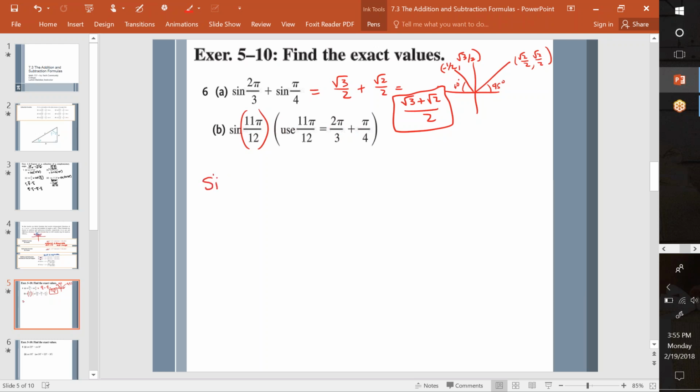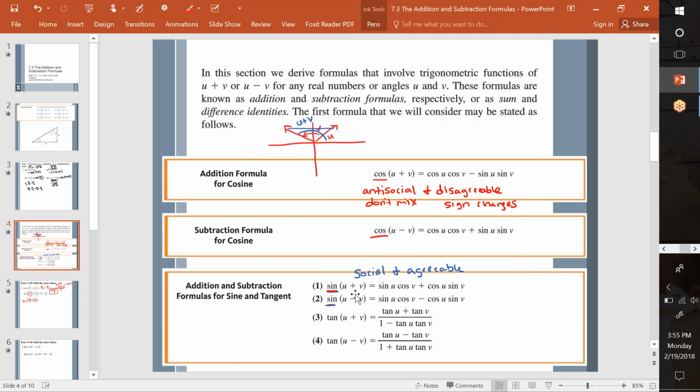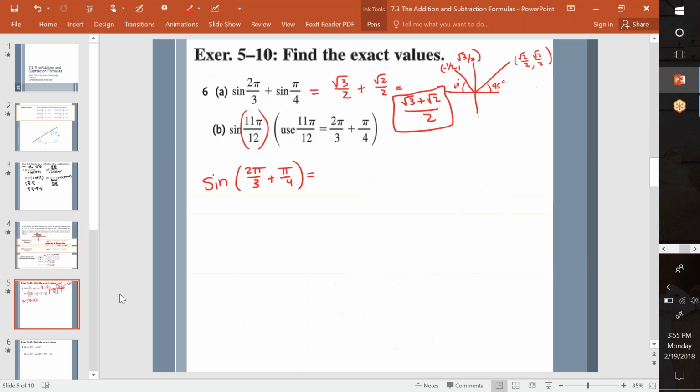So we're going to be doing the formula sine of 2 pi over 3 plus pi over 4. Remember, sine is social and agreeable. So it's going to start off with, if you want to look back at our formula, see right here, sine u cosine v plus cosine u sine v. So that's what you need to be using. So this would be sine of the first angle, which is 2 pi over 3, and then cosine of the second angle, which is pi over 4.